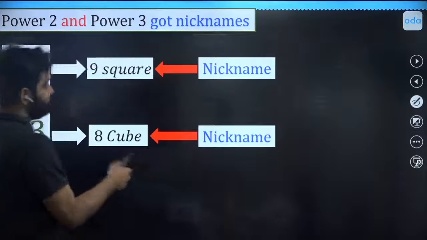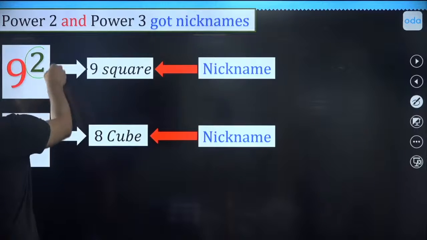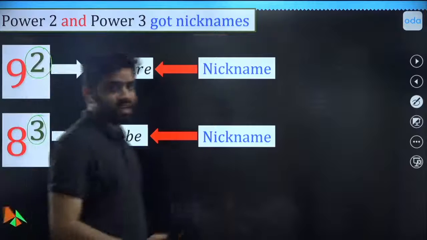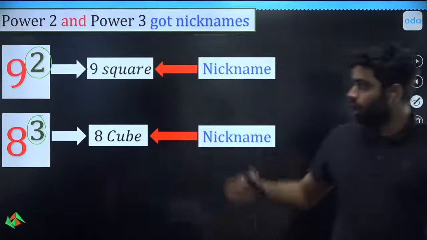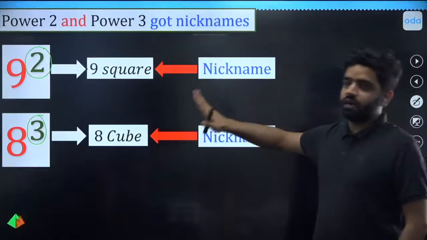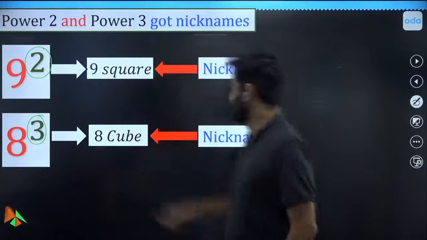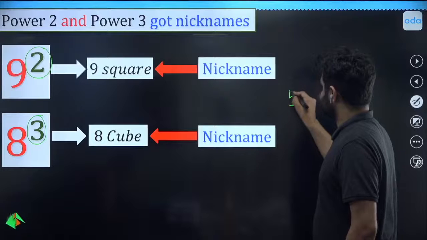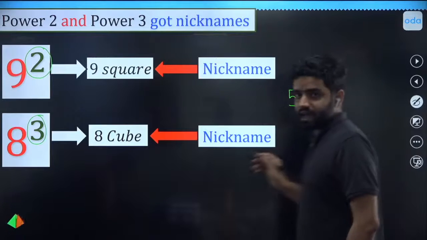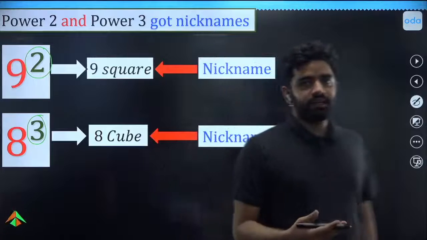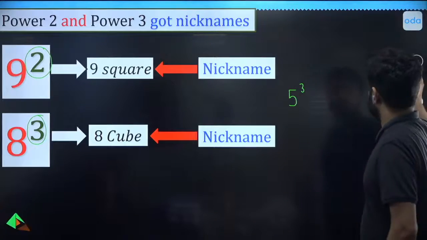And we have a nickname for power 2. For the power 2, we have the nickname square, and for power 3, we have the nickname cube. We can also say 8 raised to the power 3 or 9 raised to the power 2 for the first one. But what is the nickname for power 2? 9 square, 8 cube. Like if I want to write this, I can read it as 5 raised to the power 3, or by the nickname, it is 5 cube.